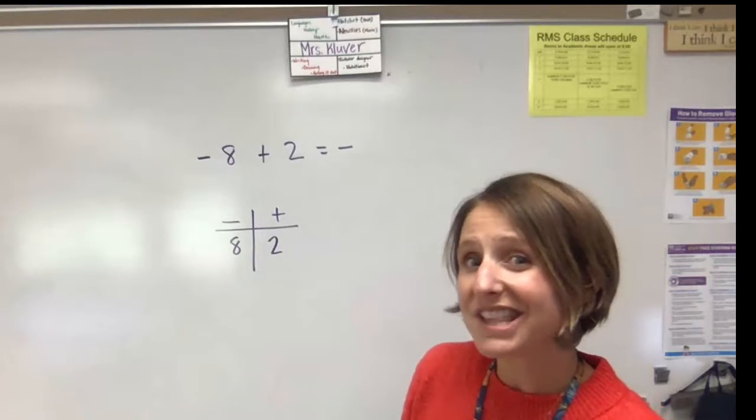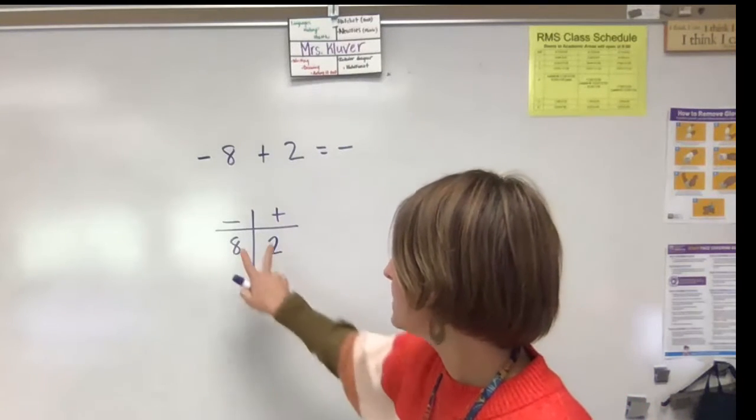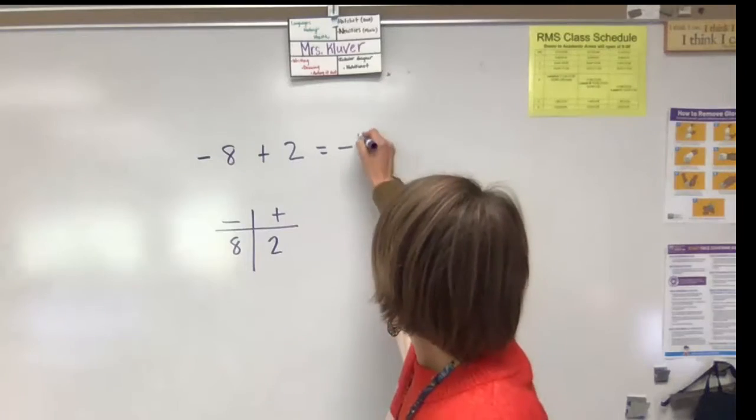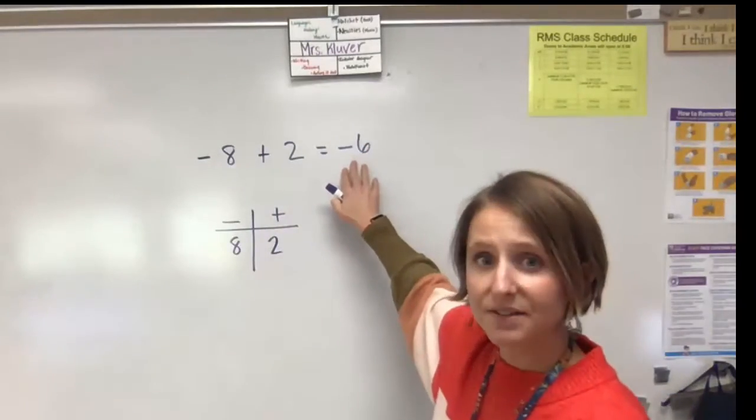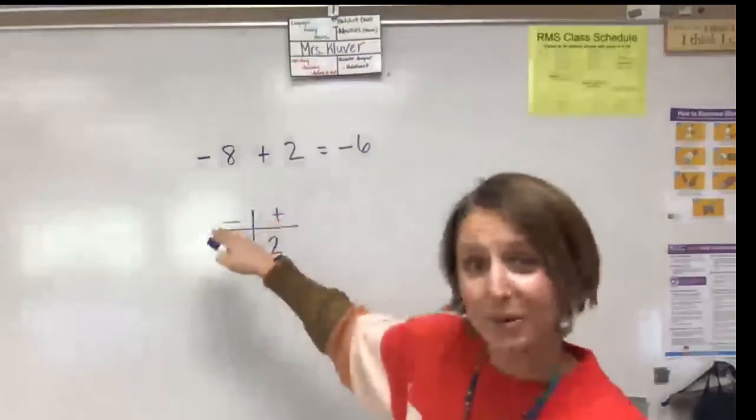By how much did the negative team win? If we subtract these, 6. So the answer to this problem is -6. And we're using absolute value when we think about it this way.